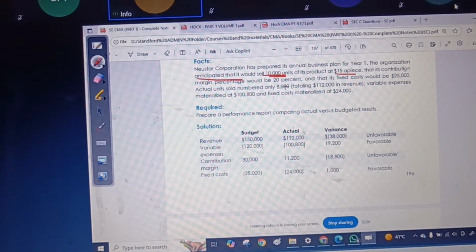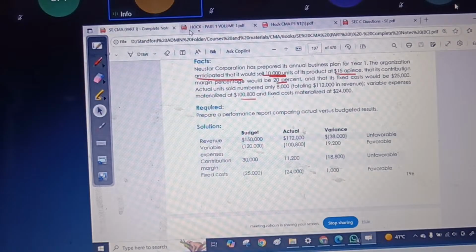The contribution margin would be 20% of the sales. So contribution margin is 20% of the total sales. Fixed cost is $25,000. Okay. 8,000 units sold, totaling 112. Variable expenses materialized is 118. Okay, fixed cost is 24,000. Find out the difference between budgeted and actual.